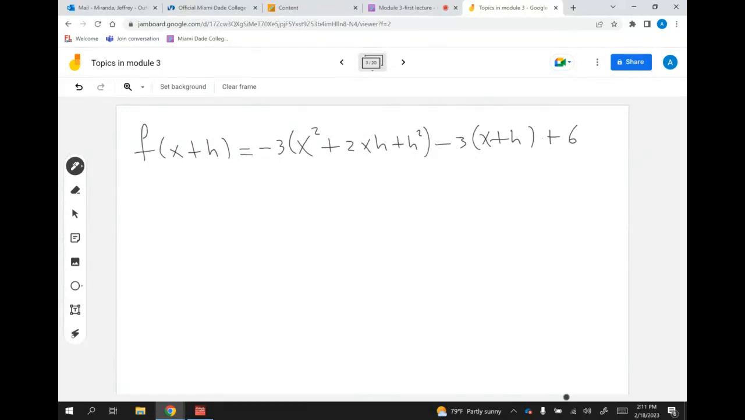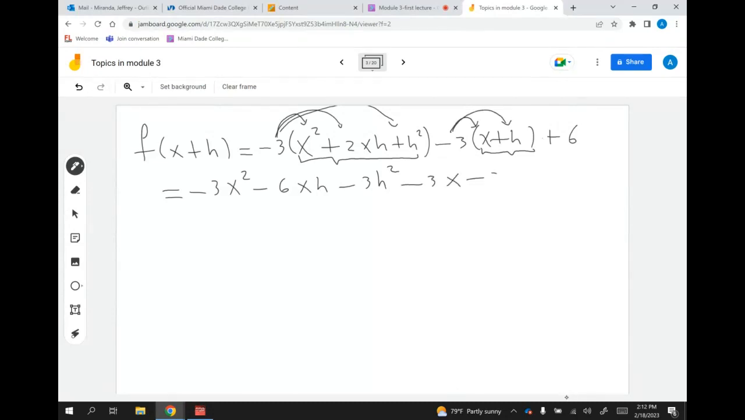So this is where we used to have an x squared. We expanded it already, and that's what we get. Here, we used to have an x, now we have x plus h. So now we're ready to multiply the negative 3 throughout. So here I go. I'm going to have negative 3x squared minus 6xh minus 3h squared, sorry. Then I do the same here: negative 3x, negative 3h plus 6. So my first step is done.